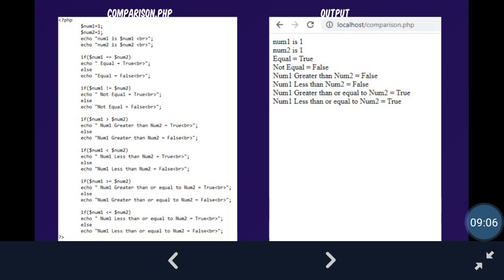Next is num1 greater than or equal to num2. So we have two options here. It is represented by or. So num1, is it greater than num2? No. But is it equal? Yes. So the output is true. Next is num1 less than or equal to num2. So is num1 less than num2? 1 is less than 1? No. But we have another condition which is equal to. So is num1 equal to num2? Yes. So it is printing true. So two operators are done.